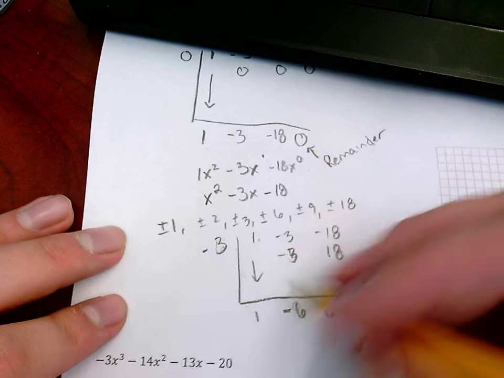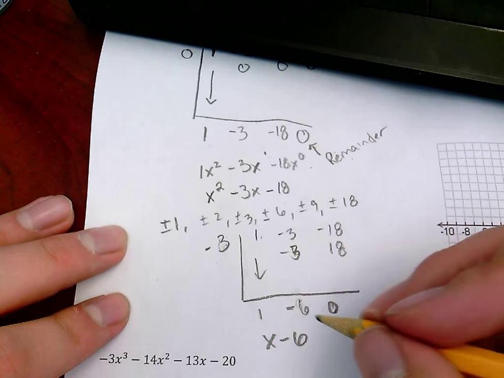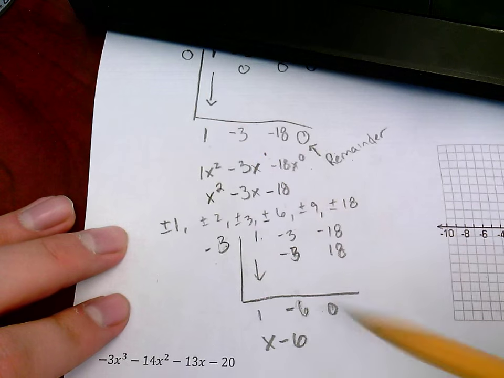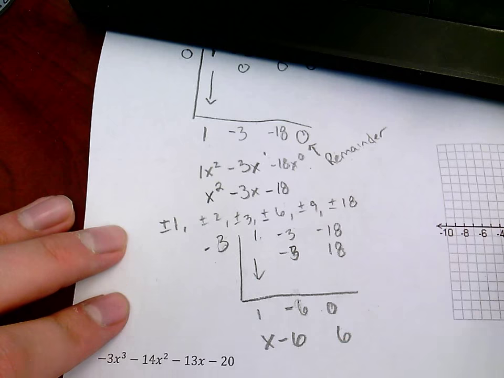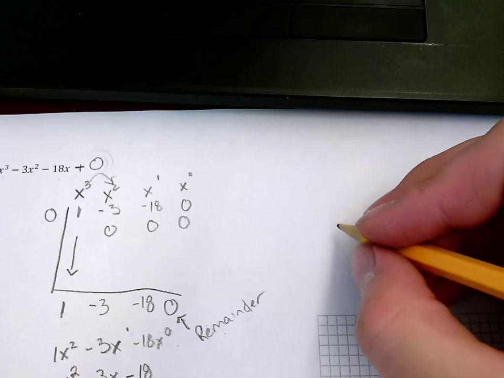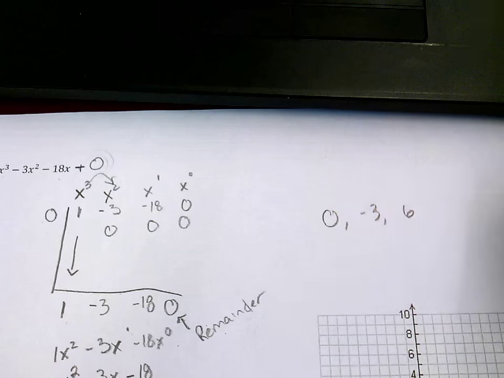So we need to start with x1, so it'd be x minus 6. So we have 2 zeros so far, a 0 and negative 3. Now our last one is going to be what makes it a 0, which is 6. So my 3 zeros are 0, negative 3, and 6.